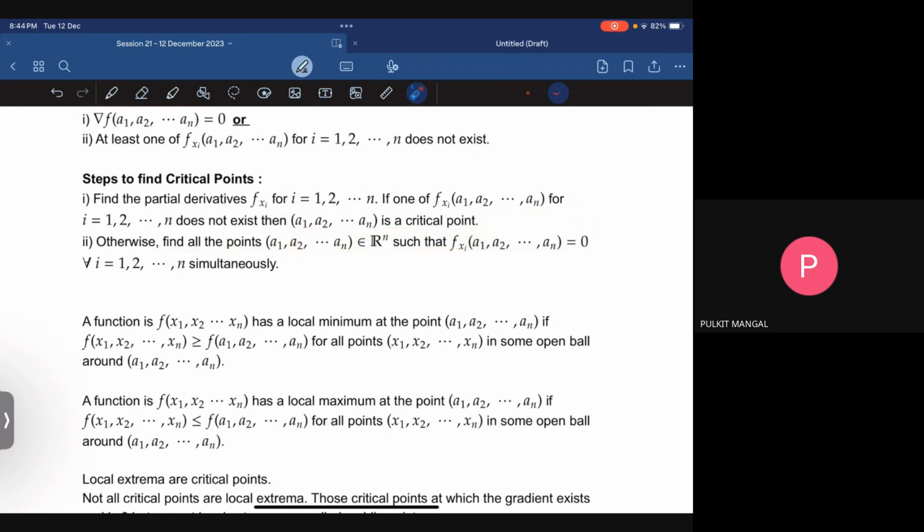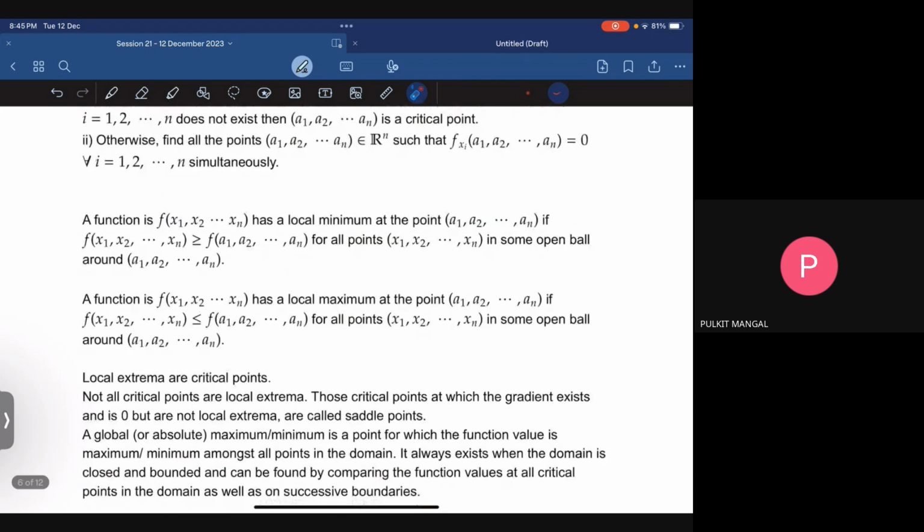Otherwise, try to find all such points a1, a2 till an. For that, the partial derivative with respect to all variables at those points is equal to 0, simultaneously. That means this should happen for each variable. So the point which you are claiming is a critical point, either at that point one of the partial derivatives does not exist, or at that point the partial derivative with respect to each variable is 0. Got it?